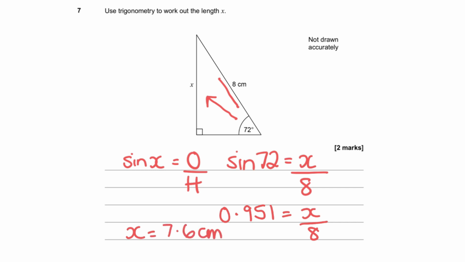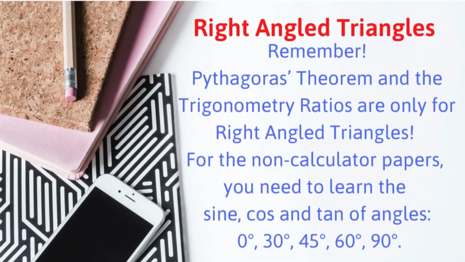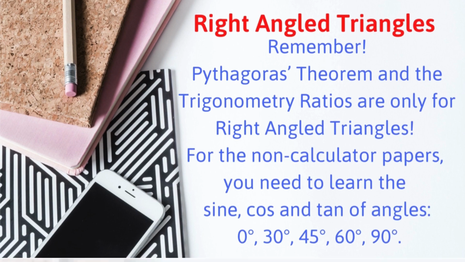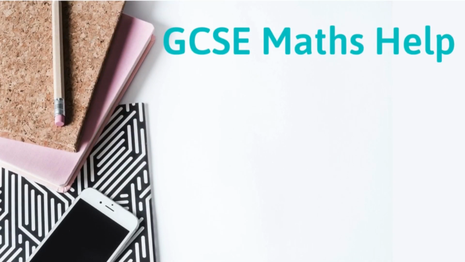So in these types of questions, keep an eye out for whether they ask you to write your answer to 2 significant figures or to 2 decimal places. If it doesn't tell you exactly how to write your answer, then use your judgment, but 1 or 2 decimal places is usually sufficient. So remember, Pythagoras' theorem and the trigonometry ratios only work for right-angled triangles. Other triangles need the sine and cosine rule, but I'll save that for another video. I've seen a few paper 1 questions, so the non-calculator paper, where they expect you to know the sine, cosine and tan of the angles on screen, so I think it would be in your best interest to learn them by heart.